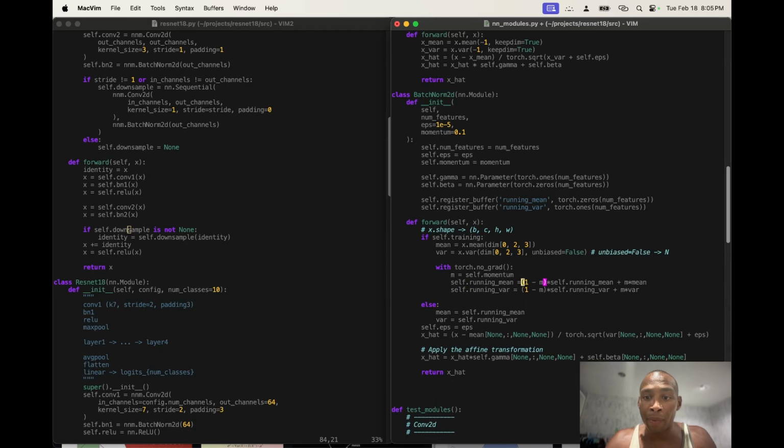And then actually, this needs to be copied because running mean and running variance are register buffers. Wait, did I do this? Right, this is correct. So running mean and running variance are register buffers to ensure that the model doesn't track them as parameters, right? And then we use torch.no_grad to further ensure that the model doesn't include the tracking of running mean and running variance in the computation graph, right?